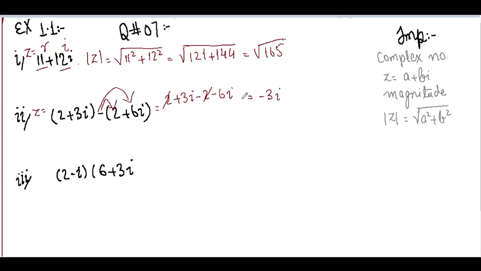Now we have to find its magnitude. So its magnitude is |z| equals under root a square plus b square. Here a is 0 because it is 0 plus 3 iota, so the real part is 0. So under root of 0 square, which is 0, plus 3 whole square. 3 square is 9 and square root of 9 equals 3. So this is our answer.